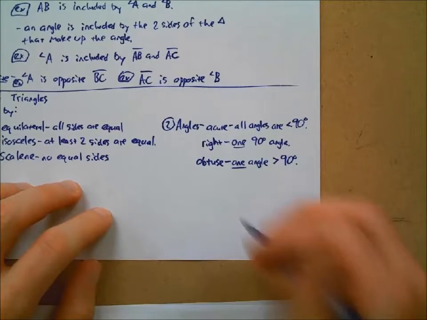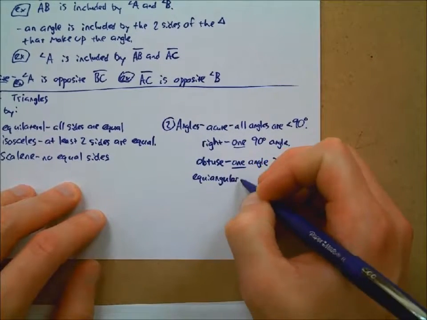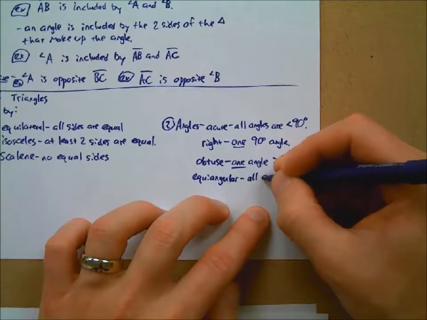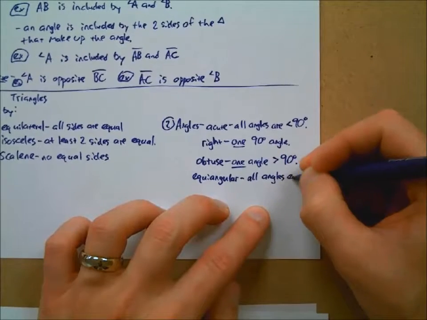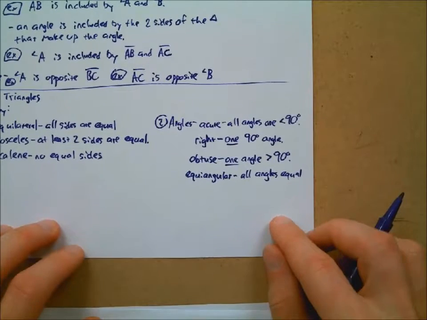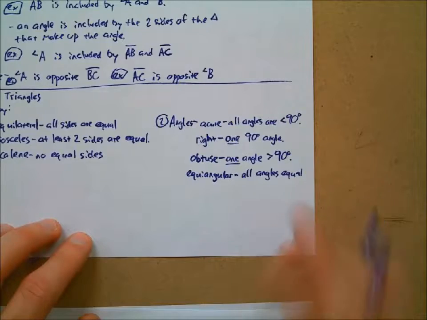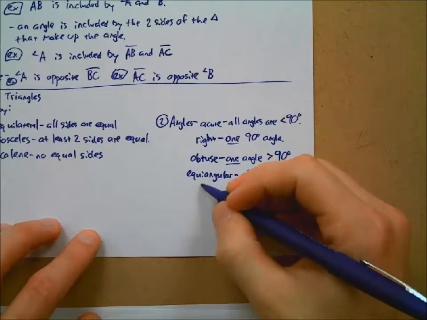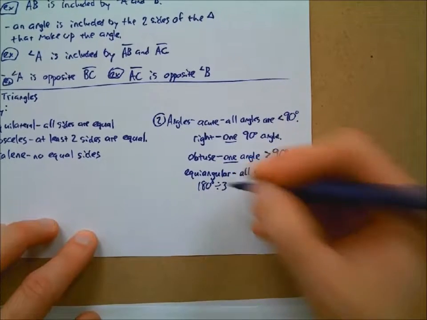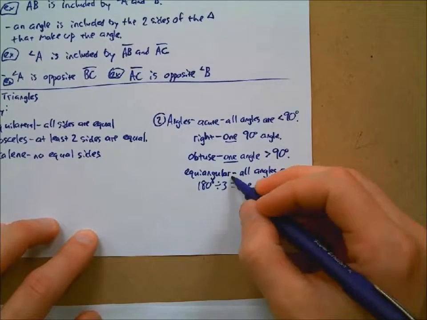And then equiangular. And we already talked with Jake about that. All angles equal. Okay. And if we know our triangle is equiangular, what do we know that all those angles have to be? 60 degrees, right? Because if we know that the triangle has to add up to 180, and there's 3 equal angles, we can divide by 3, right? And we end up with 60 degrees is our equiangular angle there. Okay?